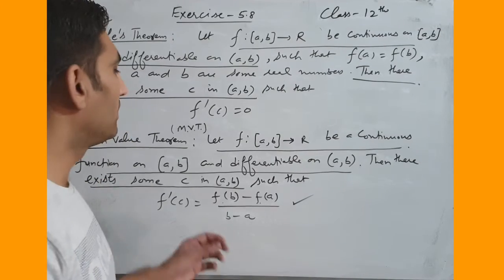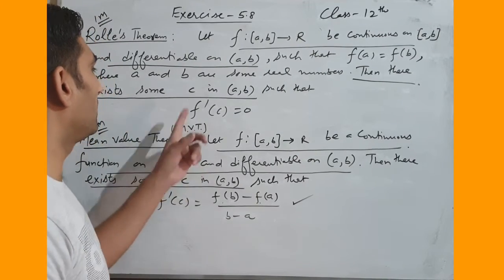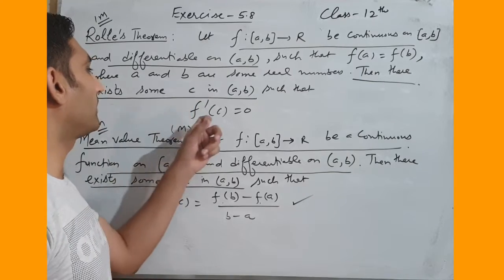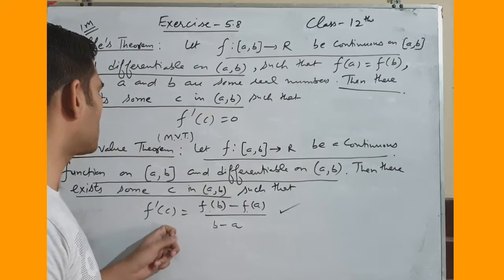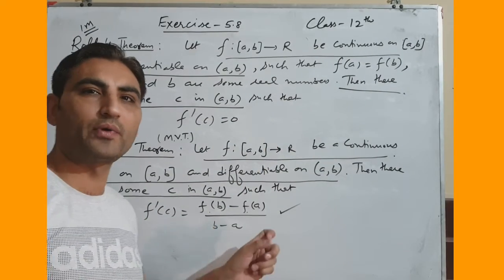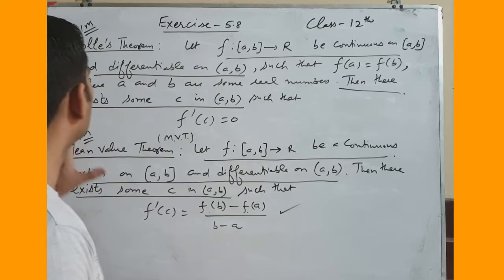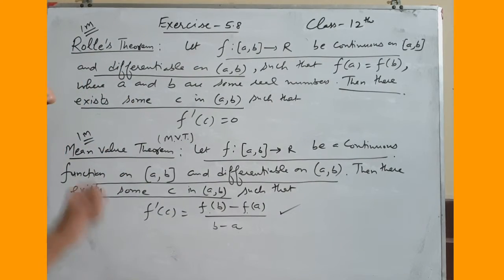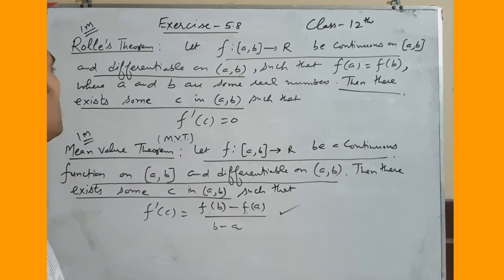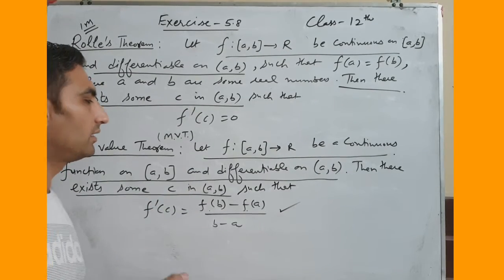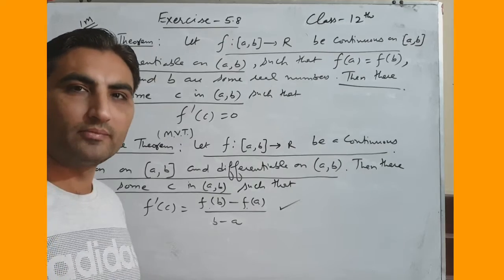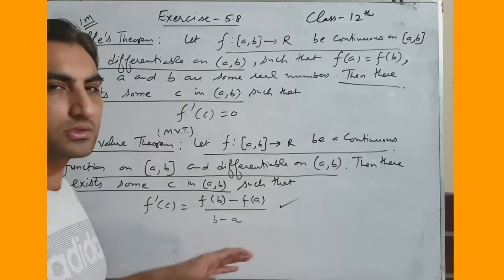There is only a little change in the derivative. In Rolle's theorem it was f dash c equal to 0. In this, f dash c equals (f(b) minus f(a)) over (b minus a). So learn these two theorems. Firstly, you should have knowledge of these definitions. Then only you can apply these theorems in exercise number 5.8. We have mainly questions based on these two theorems only.